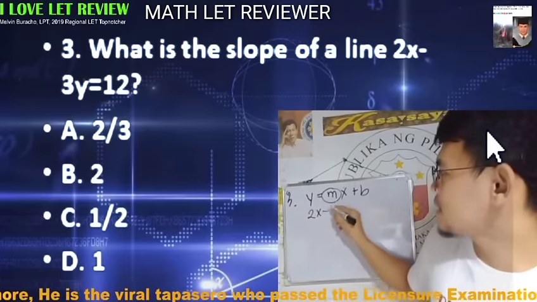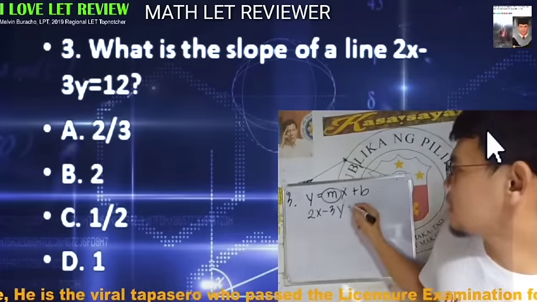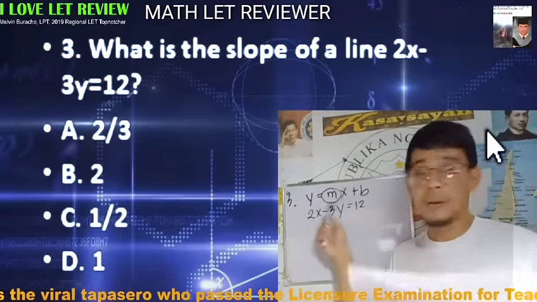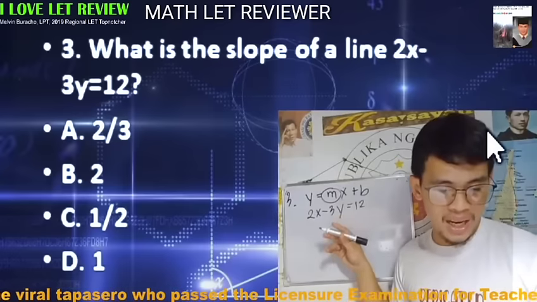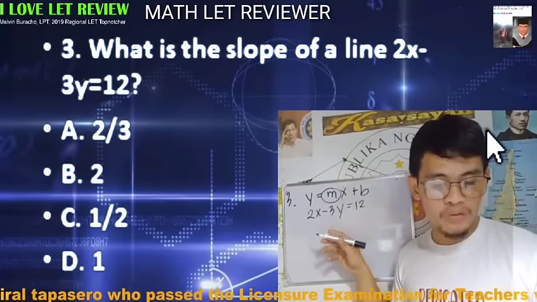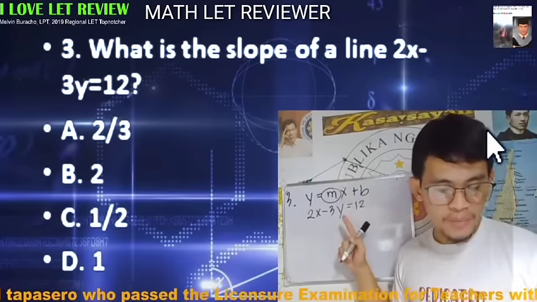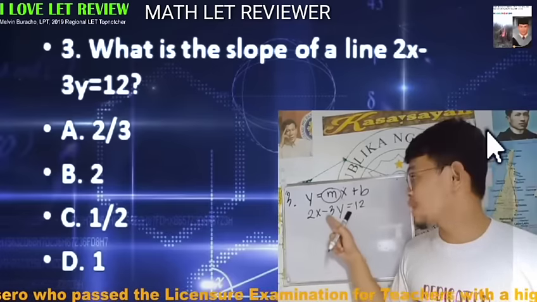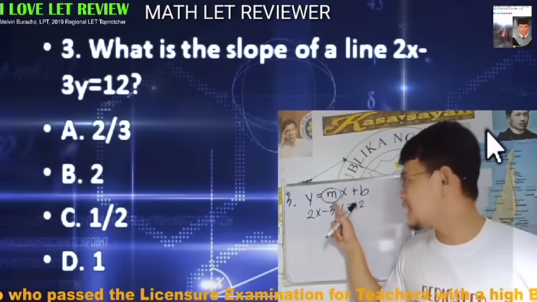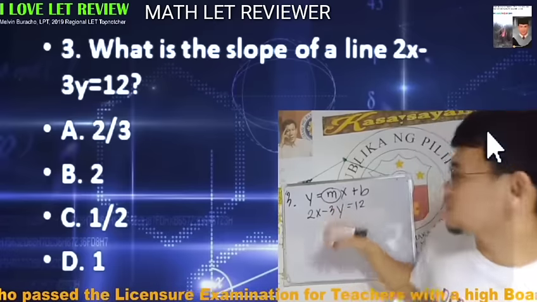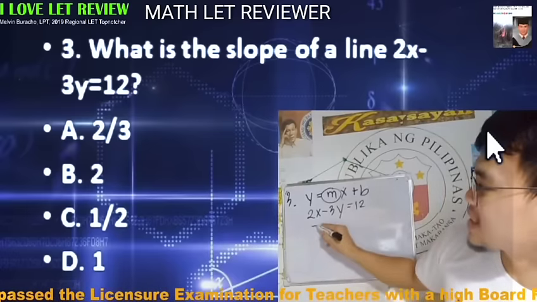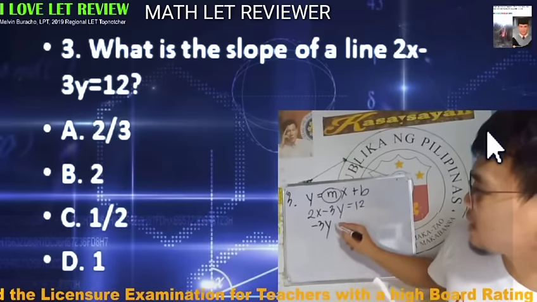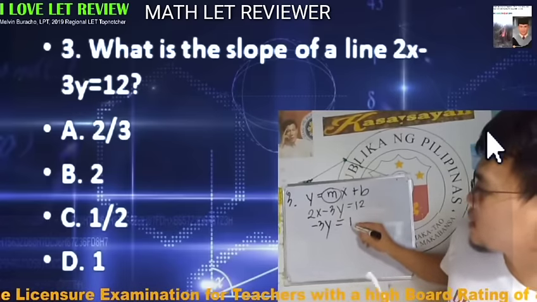2x minus 3y equals 12. All you have to do, guys, is to follow the equation. So, the equation says here that we are going to find the slope. Therefore, you have to transfer terms here, for you to leave the letter y here, okay? So what to do first? You have to transfer 2x, okay? So negative 3y equals, ayan, 12.